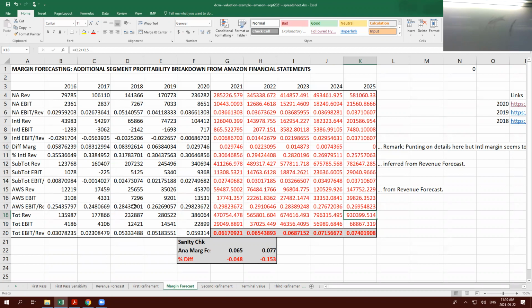So yeah, now we can just calculate our margin. We've got the margin forecast for each division. We've got the revenue breakdowns for the firm across each division. It's a simple weighted average to get the margin. And so now I get margin 6.2, 6.5, 6.9, all the way up to 7.4.